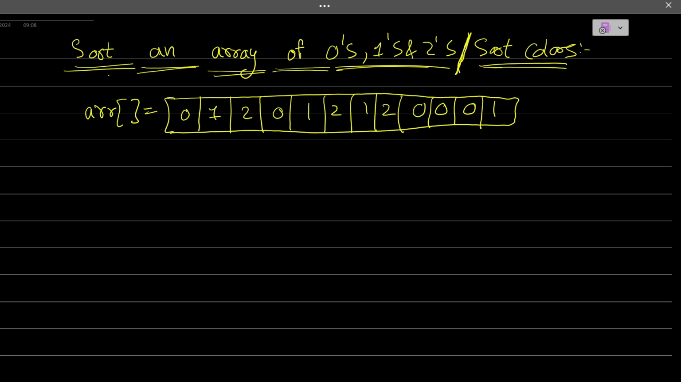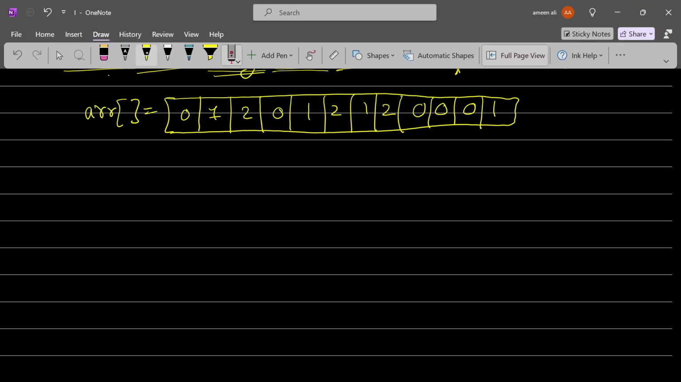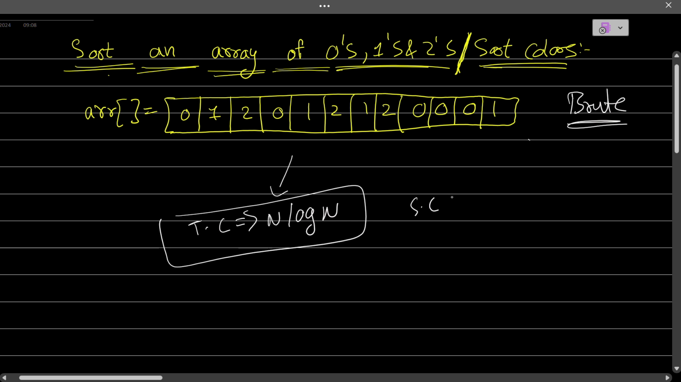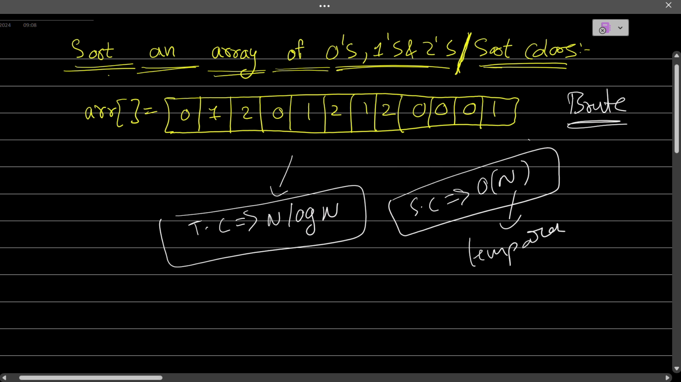So okay, let us start from the brute force solution. What is my brute force? We just sort this array. If we use merge sort, then the time complexity will be O(n log n), and the space complexity will be O(n), because we use a temporary array in merge sort. So this is the brute force solution.